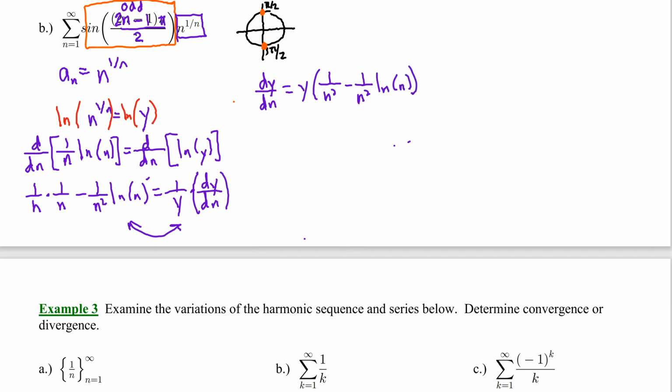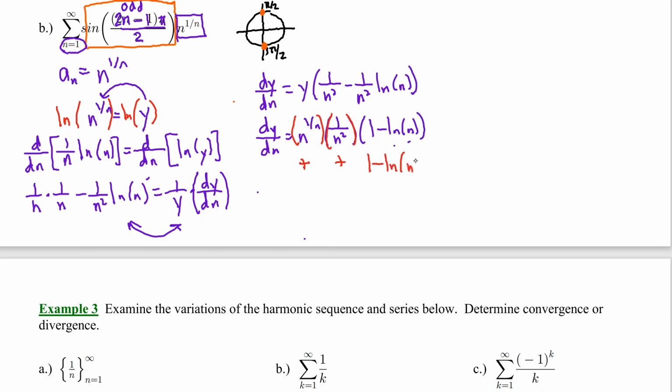Recall then that we can go back and replace y with its original expression. y represented n to the 1 over n. Let's go ahead and factor out 1 over n squared, so we have left 1 minus natural log of n. Now, n starts counting at 1 and goes to infinity, so n is always positive. If n is positive, then this term is always positive. This term is clearly always positive, so let's talk about 1 minus natural log of n.